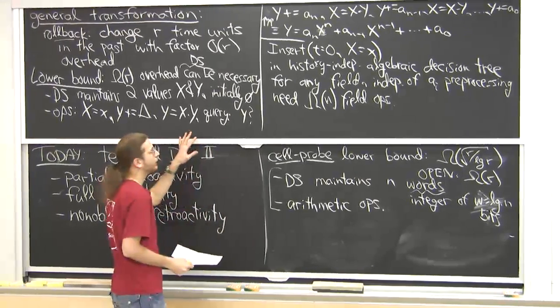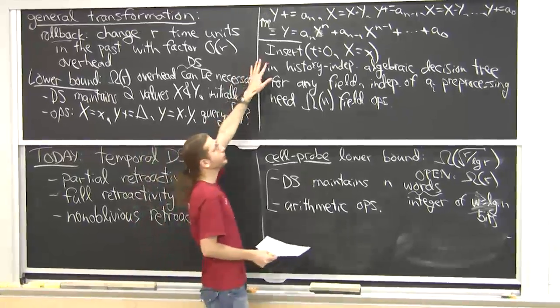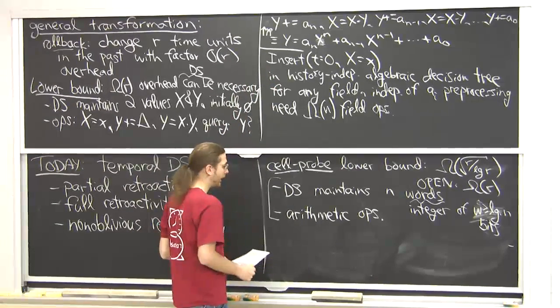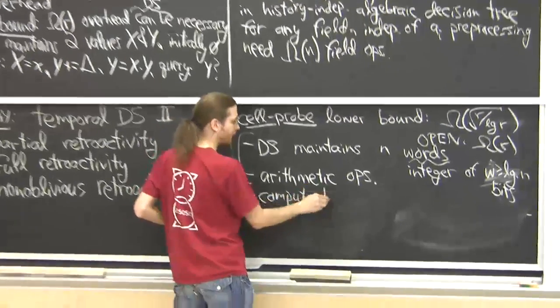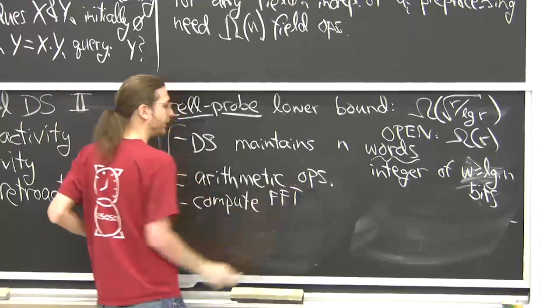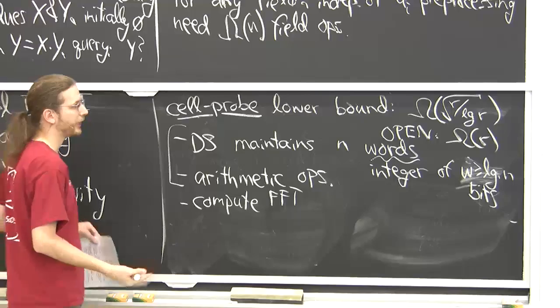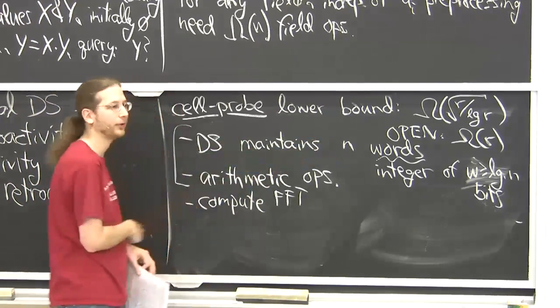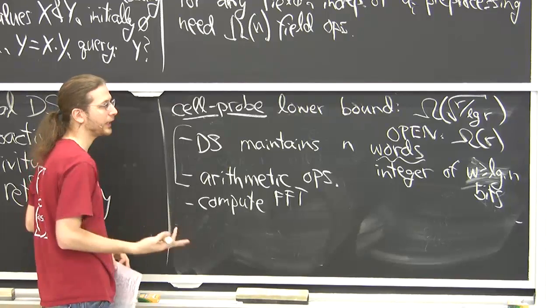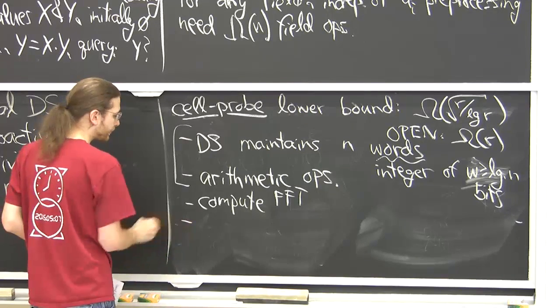And now what are we going to do? Before, we did polynomial evaluation in that model. Now what I'm going to do is compute FFT, the fast Fourier transform. If you know how to do that, great. If not, it's an n log n algorithm. So there are n log n operations you do. I'm just going to write them down as my sequence of updates. At the end, I have the fast Fourier transform.